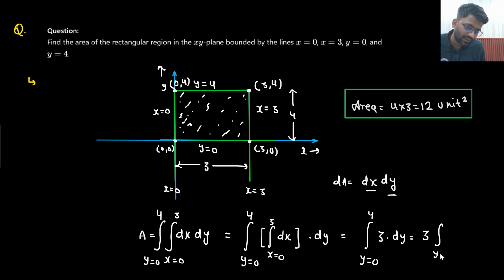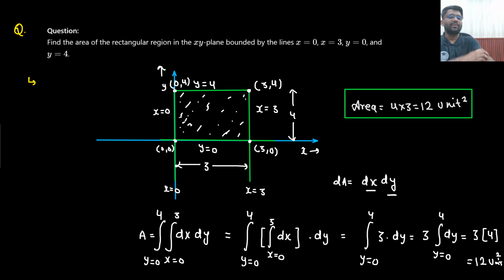Now you will solve for y, with y going from 0 to 4. So you can solve it. The answer will come out to be 4. So what will be the answer? 12 unit square. This will be the surface area, which is 12 unit square. Understandable? Very simple question, very straightforward, right?